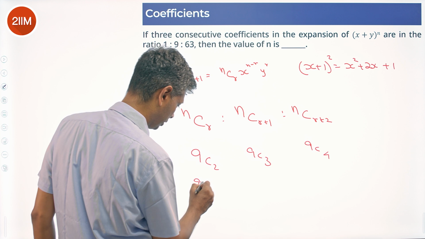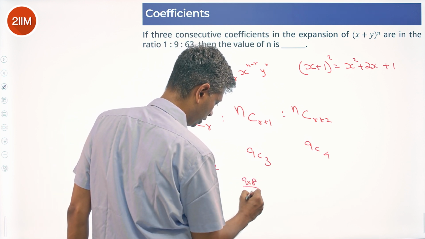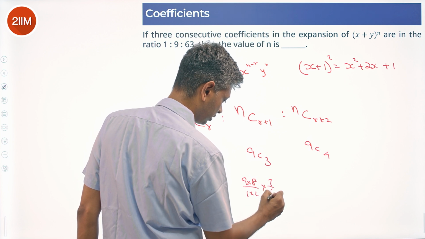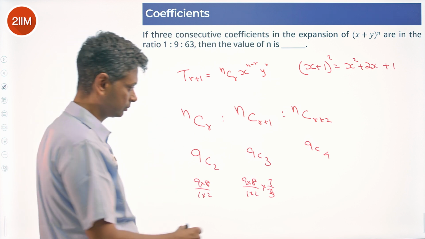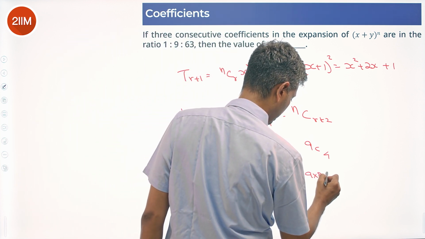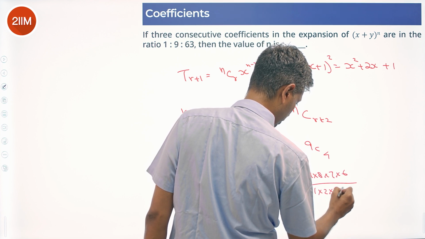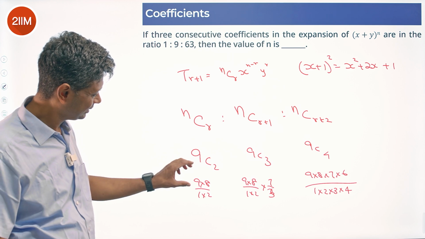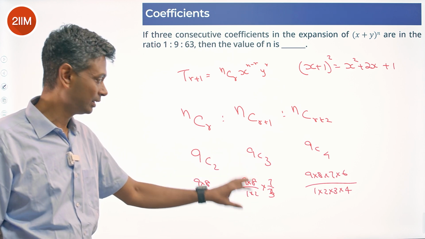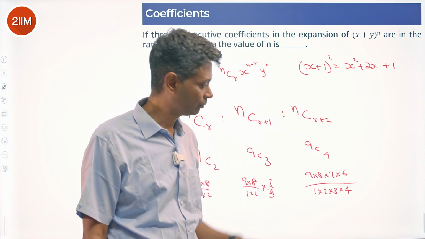9C2 is 9 into 8 by 1 into 2. Then 9 into 8 by 1 into 2, times 7 by 3, gives 9 into 8 into 7 by 1 into 2 into 3. This is 9 into 8 into 7 into 6 by 1 into 2 into 3 into 4. And so I take this, I multiply by 7 by 3, I get this. I take this, I multiply by 6 by 4, I get this.